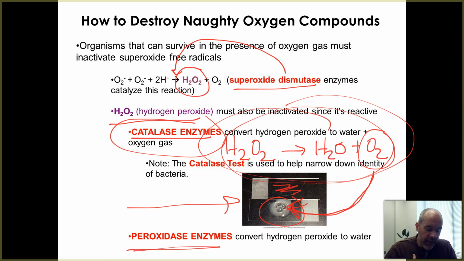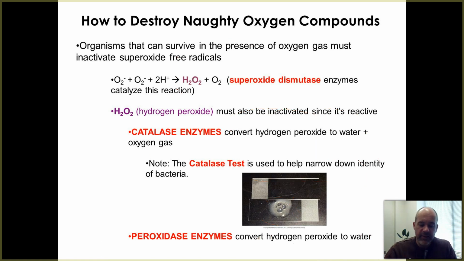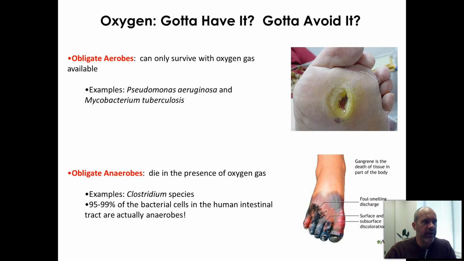Okay, some organisms like us also have enzymes called peroxidase enzymes, and they do a different kind of chemical reaction. They take the hydrogen peroxide and just convert it over to water. But the take-home message from this is, if you are a living thing that lives in the presence of oxygen gas, you have to be able to detoxify these free radical compounds, these evil oxygen-containing compounds that are so destructive to things like DNA and proteins inside a cell. Otherwise, you're going to die.